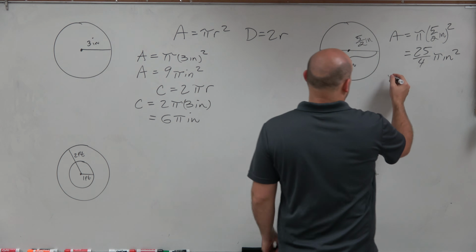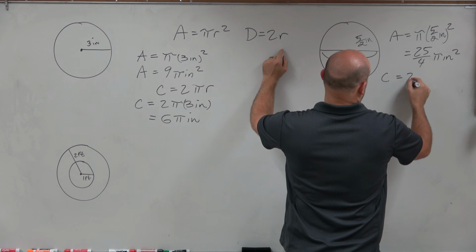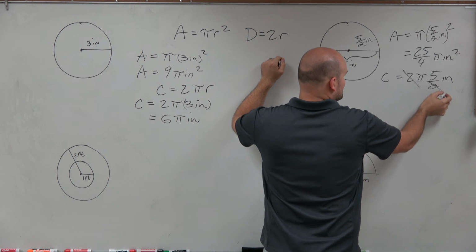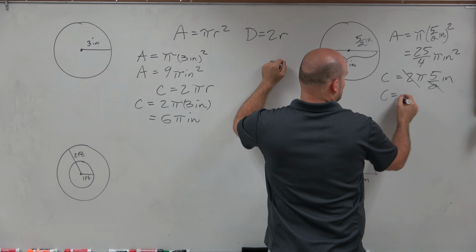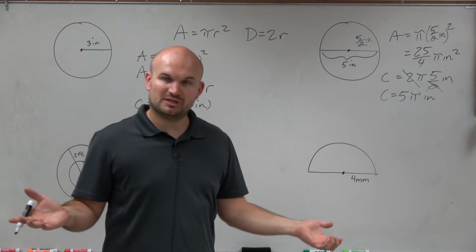To go ahead and find the circumference, all I'm simply doing is multiplying 2 pi times 5/2 inches. Here you can see the 2's divide out. So therefore, your circumference is just equal to 5 pi inches. Really as simple as that.